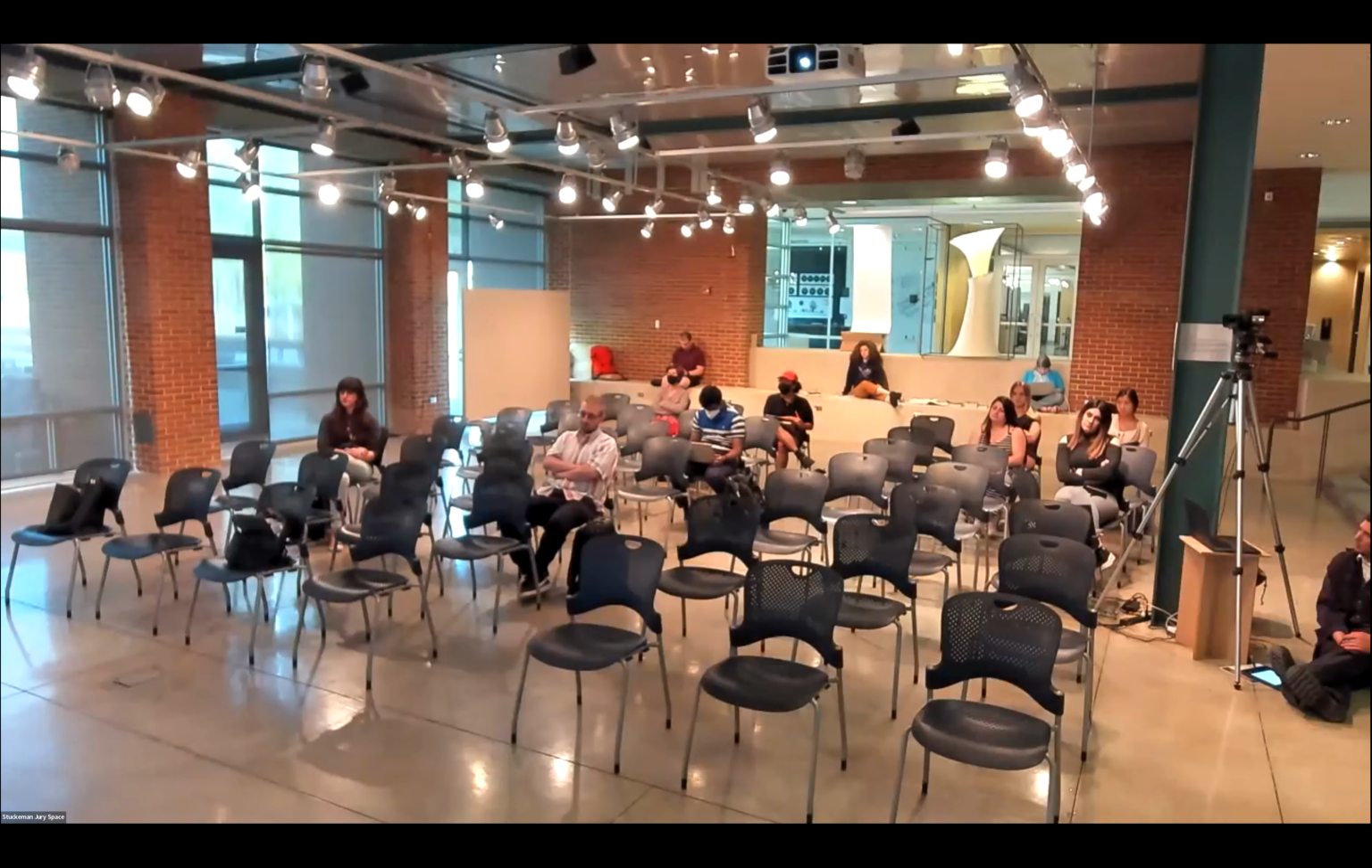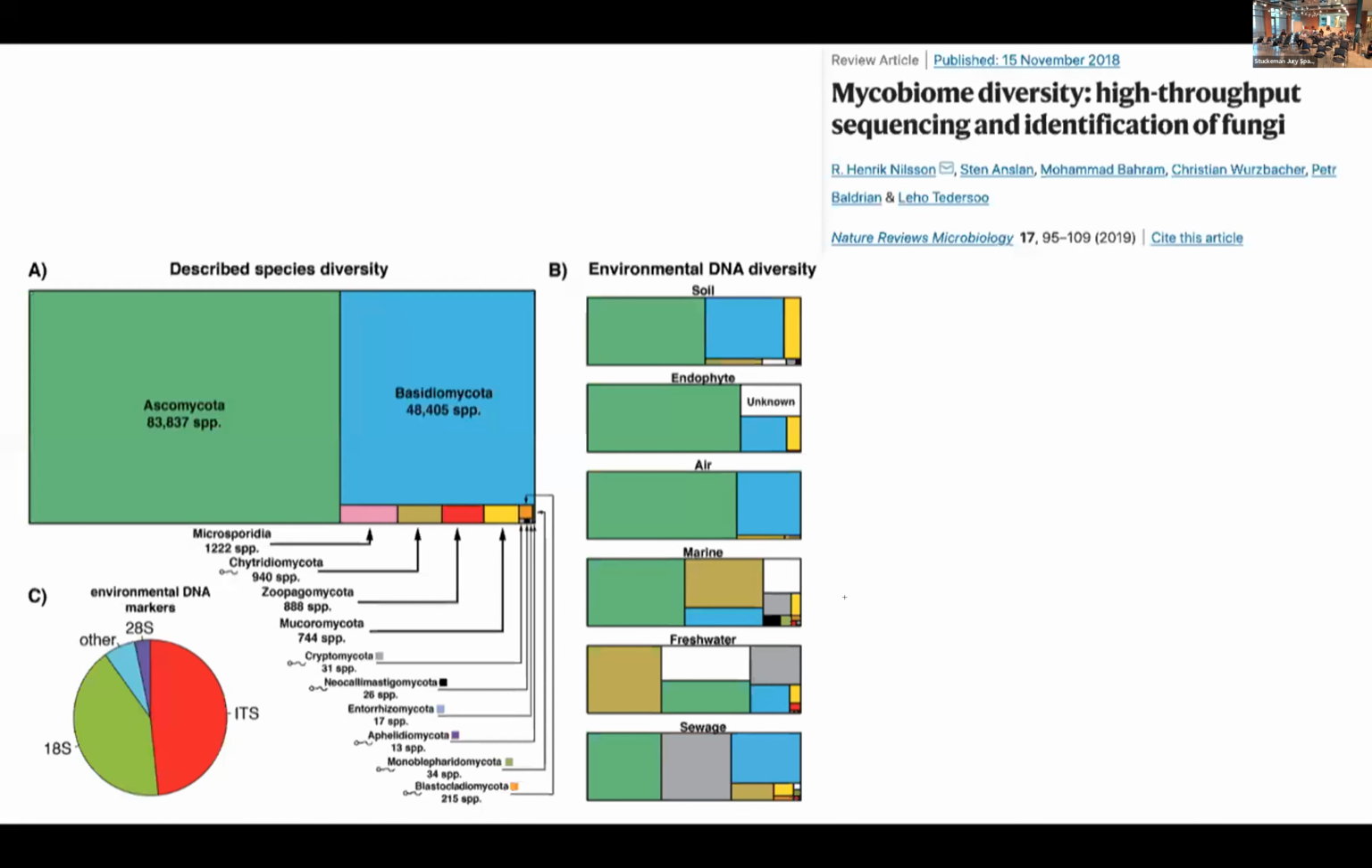Yeah, hi, I have a question, and also I just wanted to show one slide just to inform. This is from a 2019 paper, and it's a very complicated figure, but if you just look at the biggest rectangle, that is the currently described species diversity. Now we're not talking about strains, we're talking about species, which are complexes of strains. And you see a couple of big divisions.